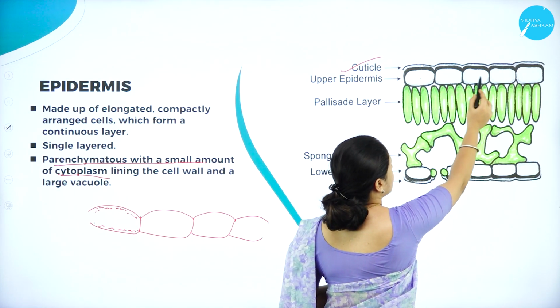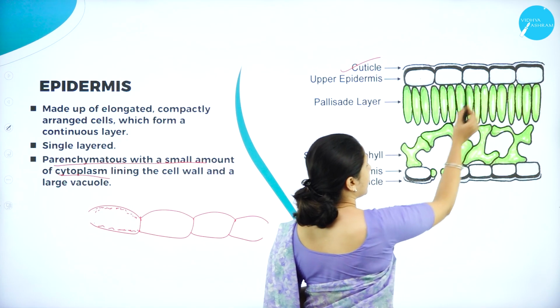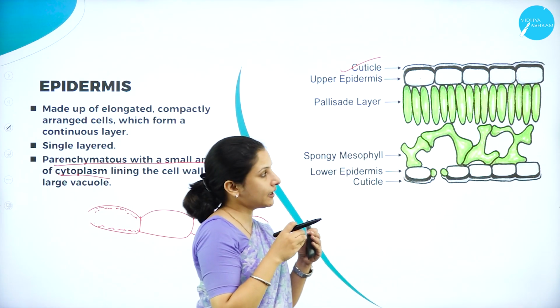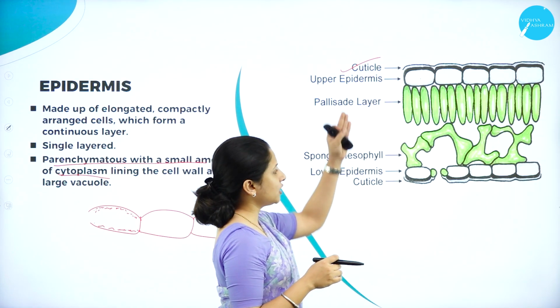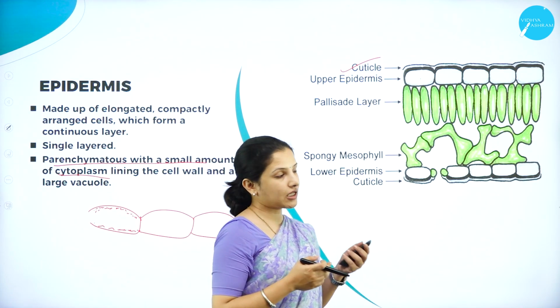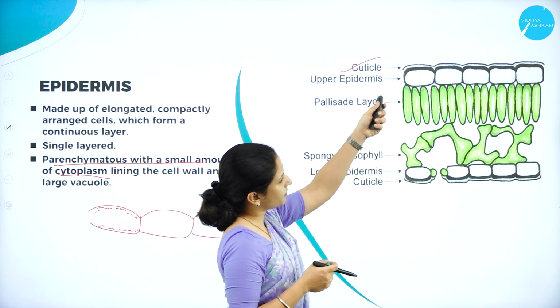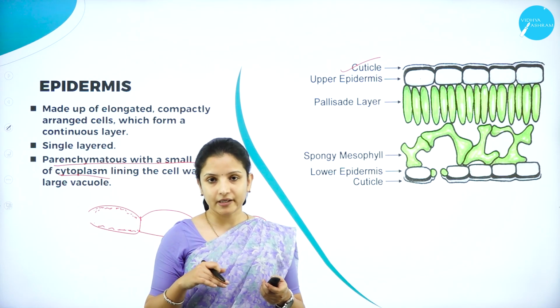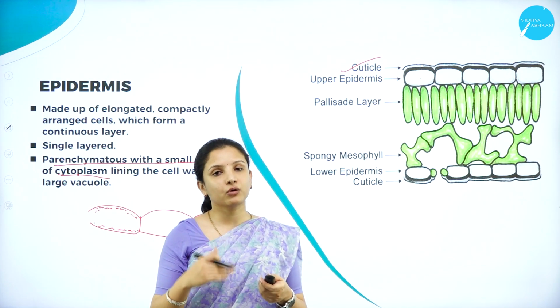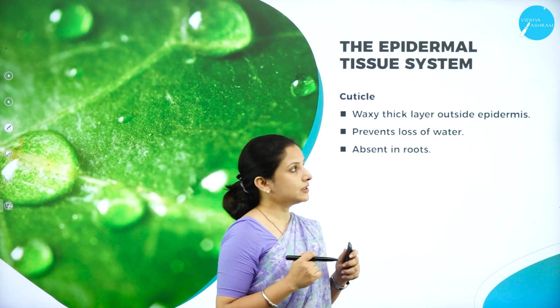So it has the upper epidermis and the lower epidermis, and it is made up of cells which are parenchymatous, and they are a continuous layer. They form only one single layer, and they are compactly packed. They are filled with cytoplasm and they have a large vacuole present. So this is the epidermis. Below the epidermis is the cortex region, wherein the parenchyma cells, the sclerenchyma, the collenchyma, all that will be present. So this is about the epidermal cells.